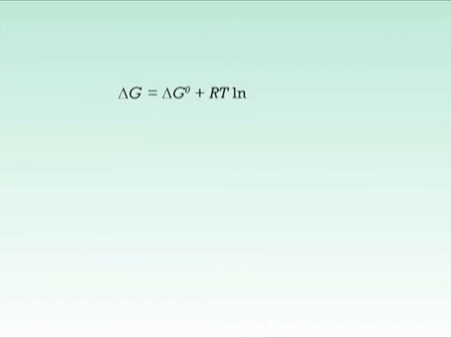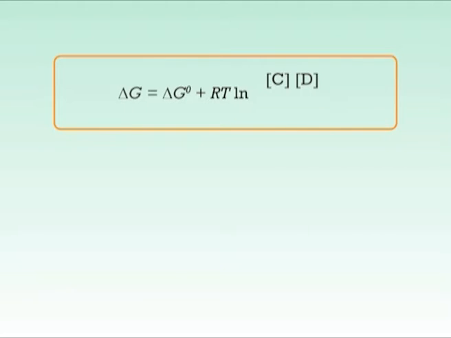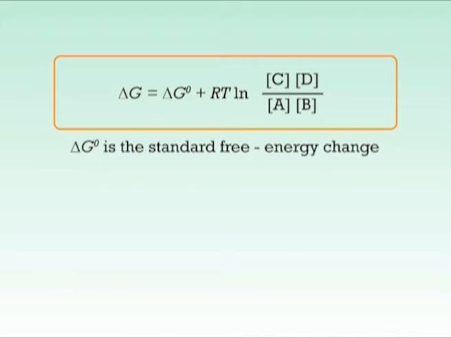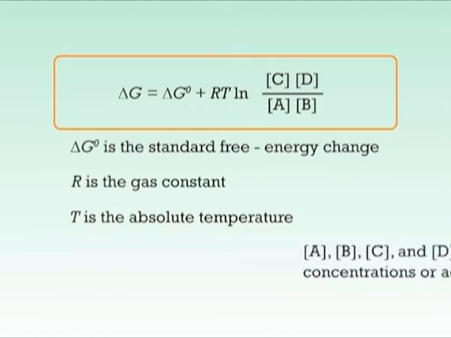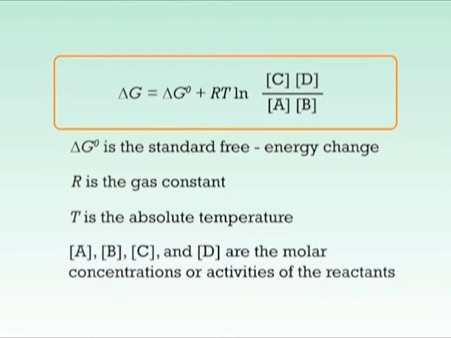When a reacting system is not at equilibrium, the tendency to move towards equilibrium represents a driving force, the magnitude of which can be expressed as a free energy change for the reaction, delta G. The delta G of this reaction is given by delta G equals delta G naught plus RT ln [C][D] divided by [A][B], in which delta G naught is the standard free energy change, R is the gas constant, T is the absolute temperature, and A, B, C and D are the molar concentrations or activities of the reactants. Let's take this as equation number 1.